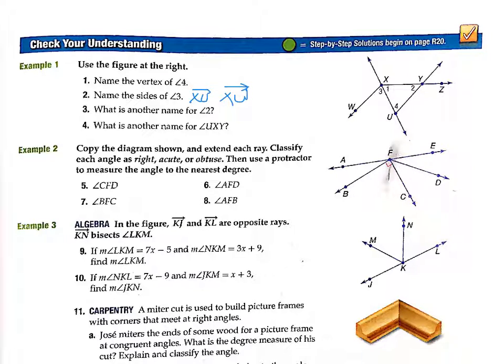So if I'm going to name it differently, I have to use 3 points. So I could use X, Y, U. That would be okay. So I use angle XYU. Or another option is to go the other direction, U, Y, X. So I could say angle UYX. And that would be okay.